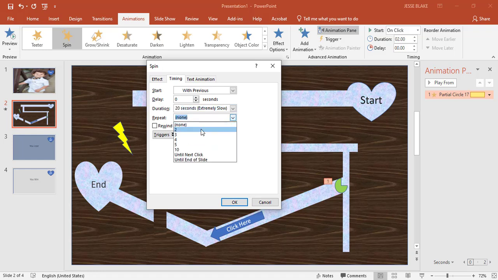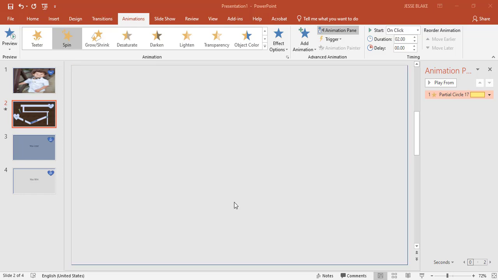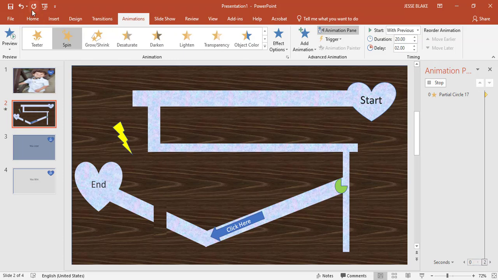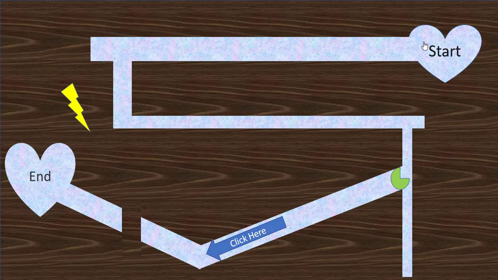And then repeat. How many times do you want it to spin? 1, 2, 3, 4? No, you want it to repeat until the end of slide. So after you get it to repeat until the end of slide, you could also give it a delay, like when you start the game, it doesn't spin for 2 seconds and then it will start spinning. So let's go look at that. At first you're going to think it's not working because I gave it a 2-second delay, but then after 2 seconds it starts to spin. Oh wow.